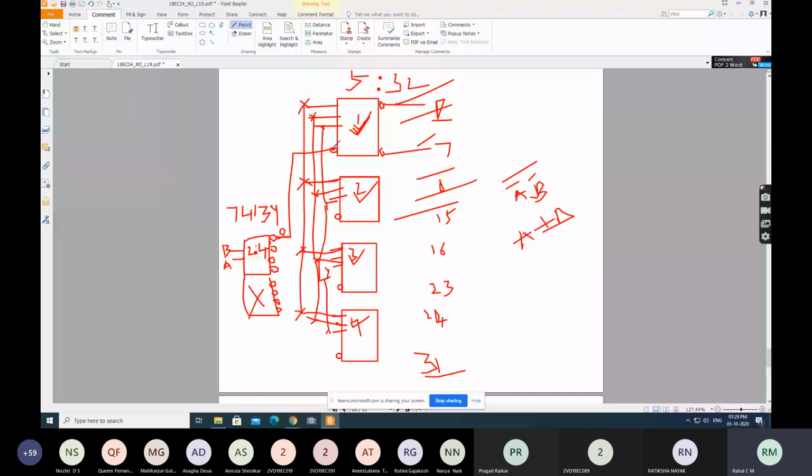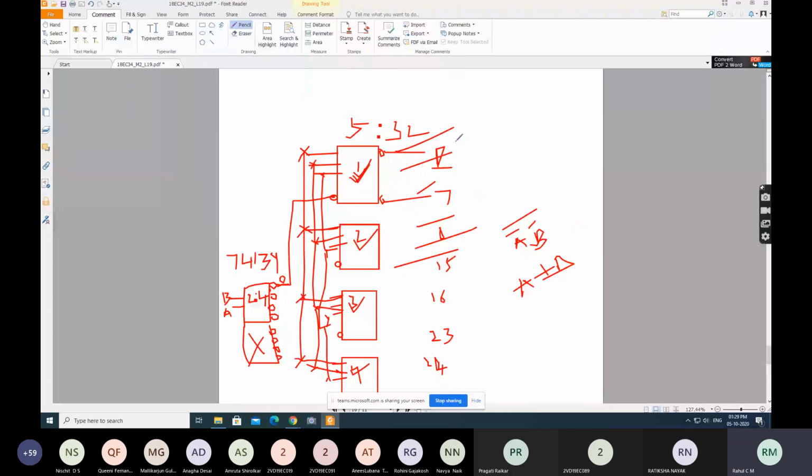Enable is having a bubble. For what value is it triggered? 0, sir. 0. Yeah, the answer will be either 1 or 0. You understand? The answer will be either 1 or 0. Even I know that.